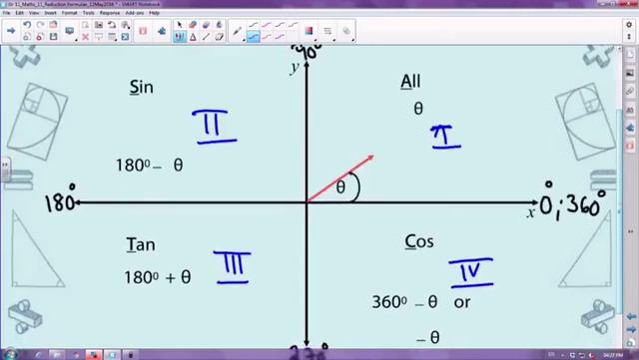Now, if we look in your first quadrant, guys, where you have A, what does this A represent? It represents that all the trig ratios are positive in the first quadrant. So if you are falling onto the first quadrant, your sine is positive, your cos is positive, and your tan is positive, together with the reciprocals, your cosec, sec, and cot.